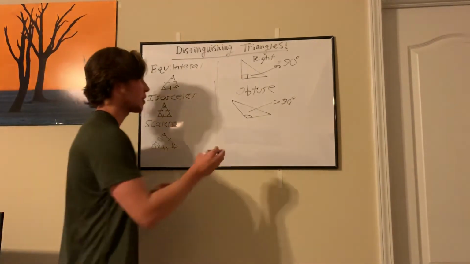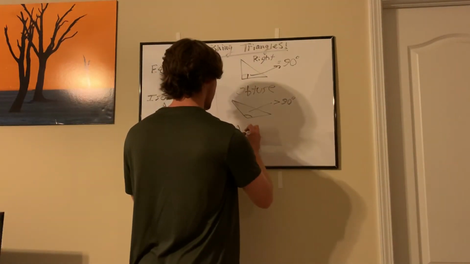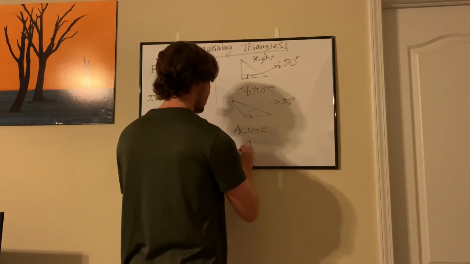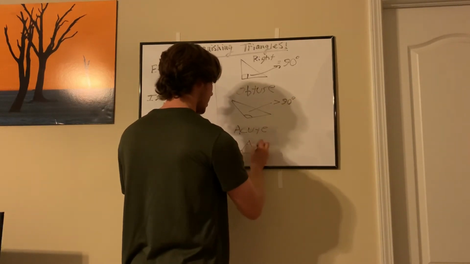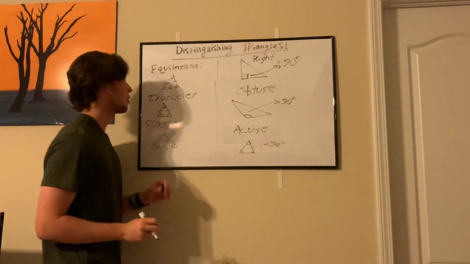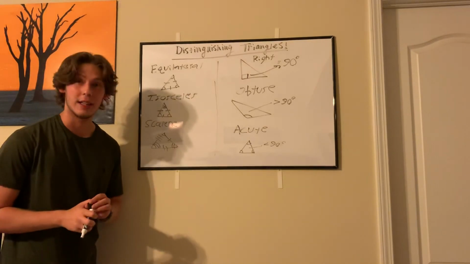And the last triangle we're going to be talking about is the acute triangle. And this triangle has three angles that are less than 90 degrees. And this could fit into equilateral, isosceles, or scalene.